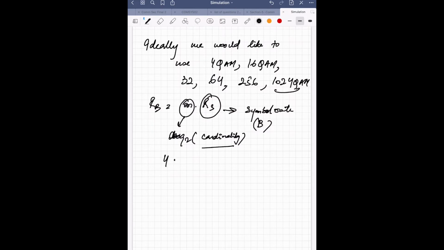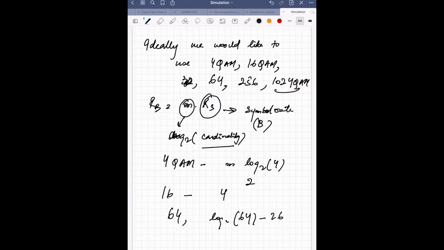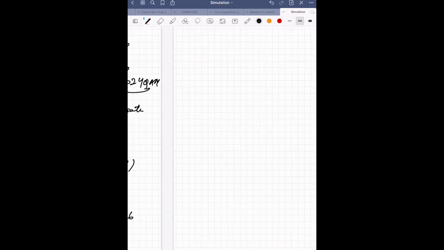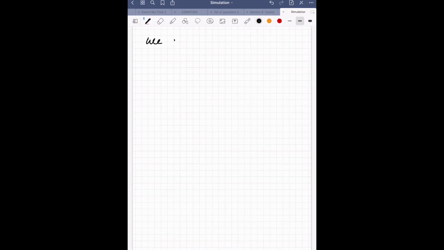For 4 QAM, M is log 2 4, which is 2. For 16, it is log 2 16, which is 4. Then 32 is not there. Then for 64, it is log 2 64, which is 6. Then 8 and then 10. So we would like to work with the 1024 QAM constellation, for which M is equal to 10.